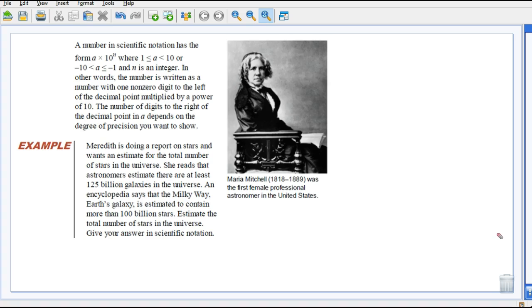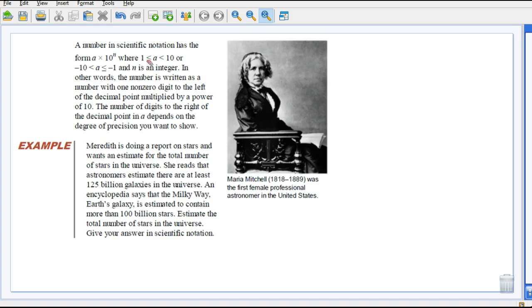Welcome to an example with scientific notation. So when we talk about scientific notation, let's read through this. A number in scientific notation has the form a times 10 to the n. So it's always got to be 10 because really the 10 just kind of moves the decimal point over left or right, which makes really big numbers a lot easier to see and write.